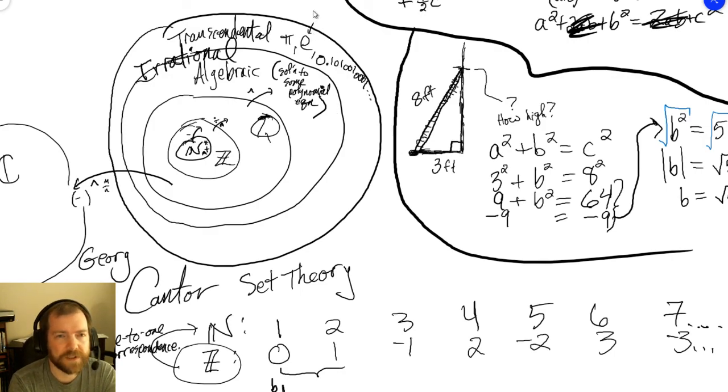But e is taking the limit as n goes to infinity of 1 plus 1 over n, to the n. Pi ends up being an infinite sum, exactly.